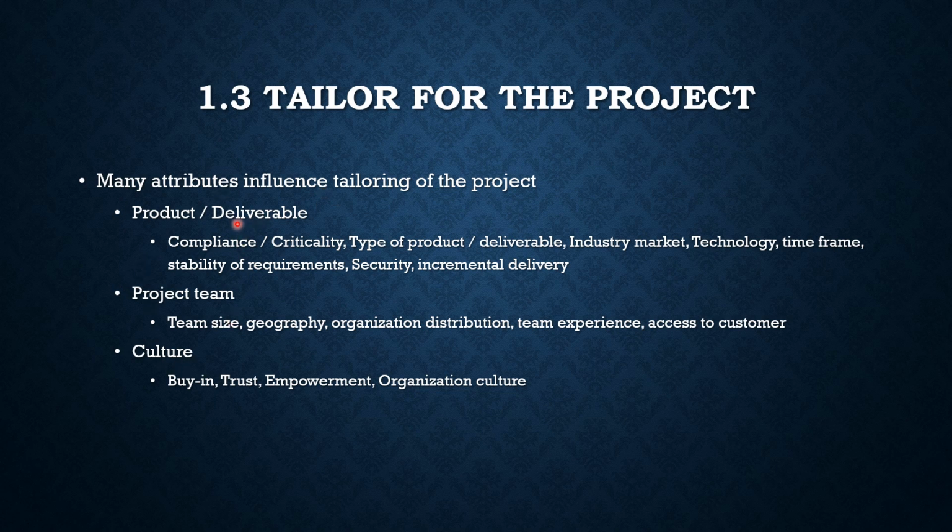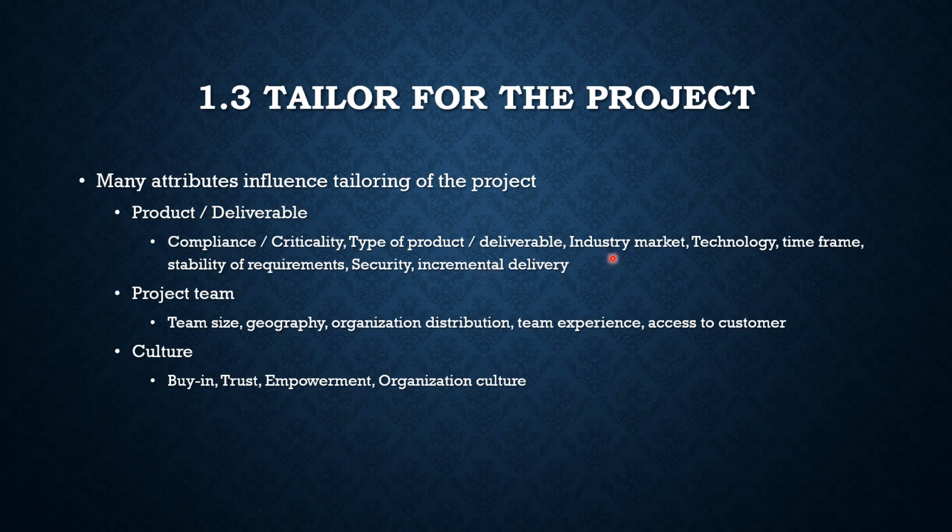So what are the attributes in product and deliverable? The compliance and criticality, the type of product, the deliverable you are going to produce, the industry you are in, the market in which you are playing, the technology, time frame, stability of requirements, security, and incremental delivery. These are the different attributes based on which you can tailor your project. All this criticality will define whether you want to go for incremental delivery or predictable. What is the predictability you need?